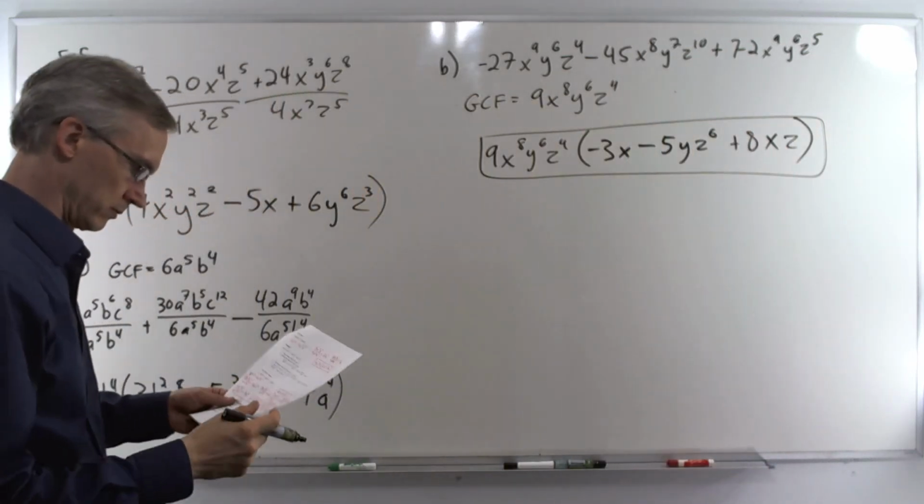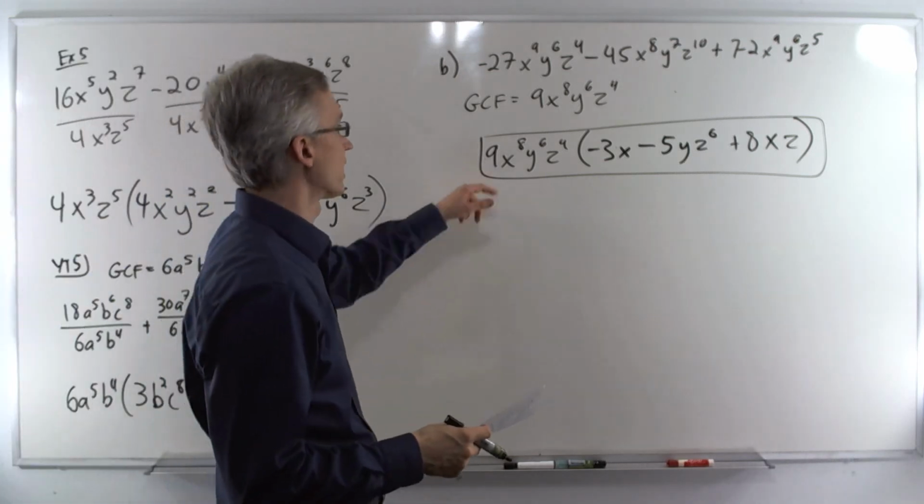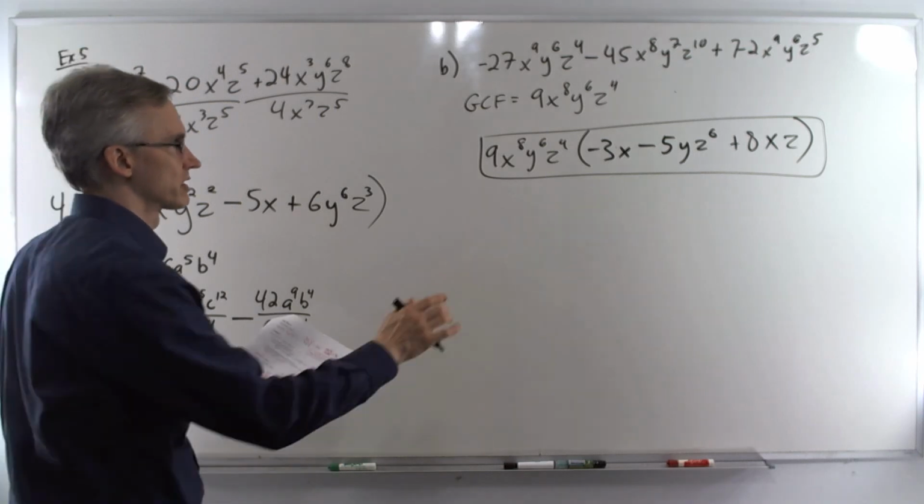And if you end up pulling out a negative 9 instead, that's fine. You just switch the signs on all of these.